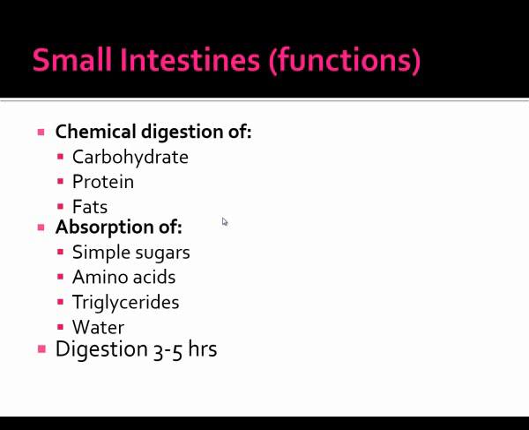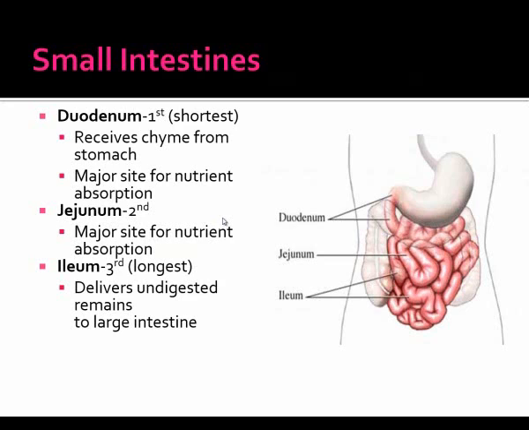In fact, the small intestinal tract is so important that we actually cannot live without it, because we're breaking everything down here, we're absorbing everything as well. So we know about the duodenum, the jejunum, and the ileum. These are our three parts of the small intestinal tract. The duodenum is the shortest, the jejunum is in the middle, and the ileum is the longest.